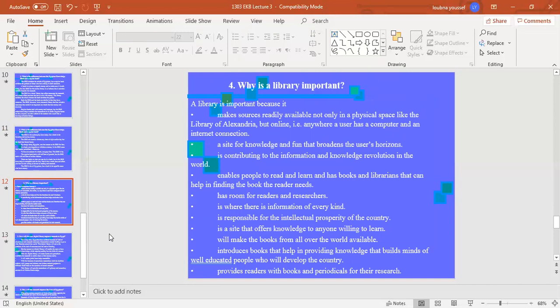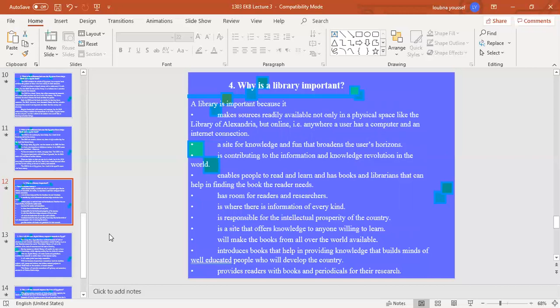A library is important because it makes resources readily available not only in a physical space like the Library of Alexandria, but online, anywhere a user has a computer and an internet connection.